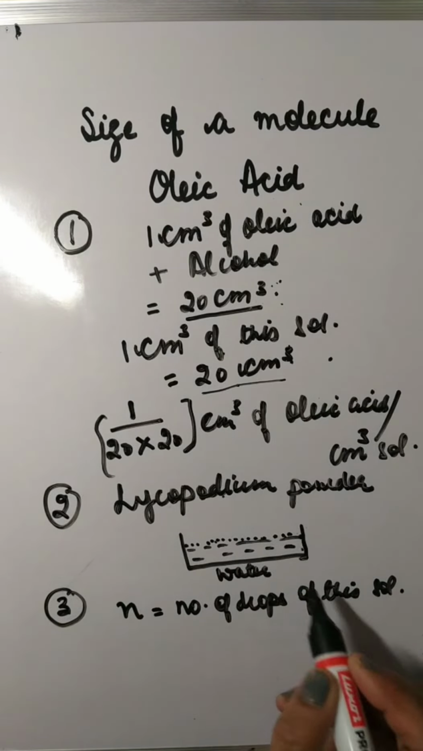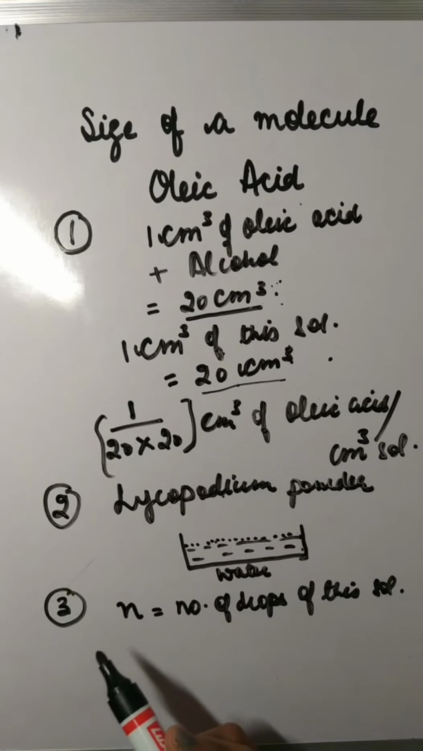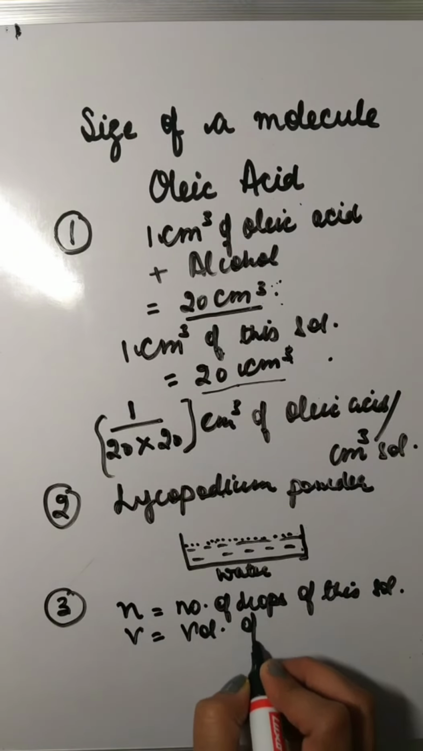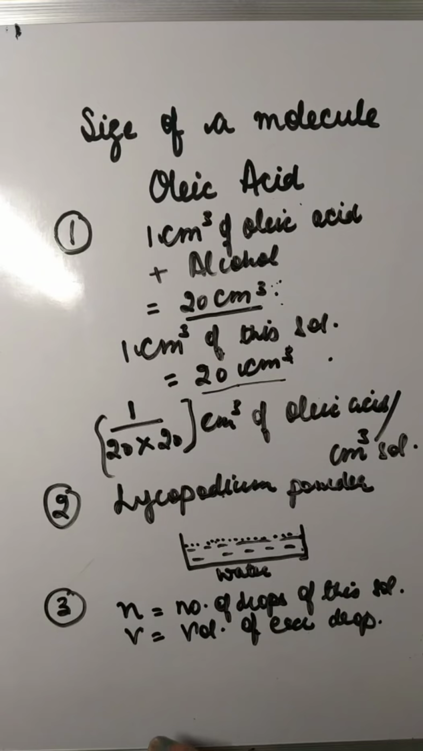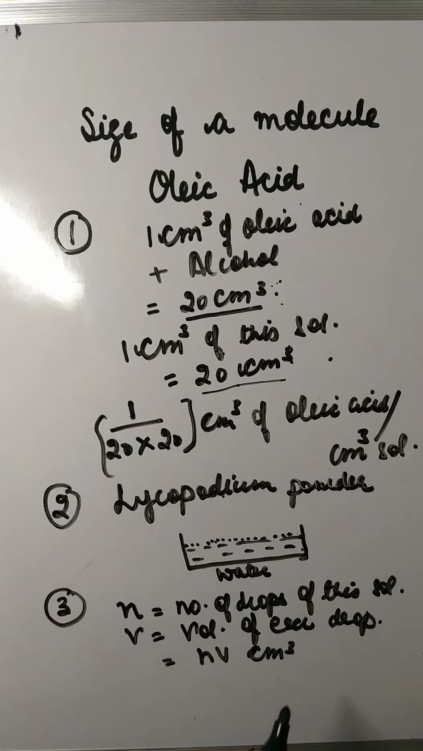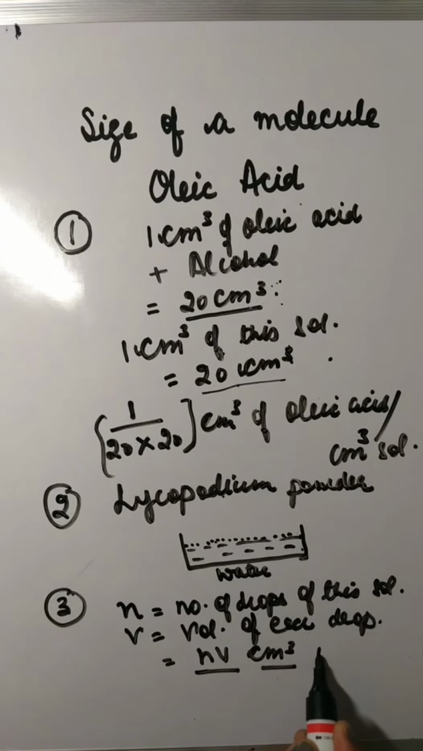Suppose we pour n number of drops of this solution on the surface of lycopodium powder, and let us assume that V is the volume of each drop. Then the total volume of the n drops of solution is equal to n into V centimeter cube, right? If V is the volume of each drop and we have dropped n drops, then the total volume of solution dropped on this tray is nV. Clear up to this point?